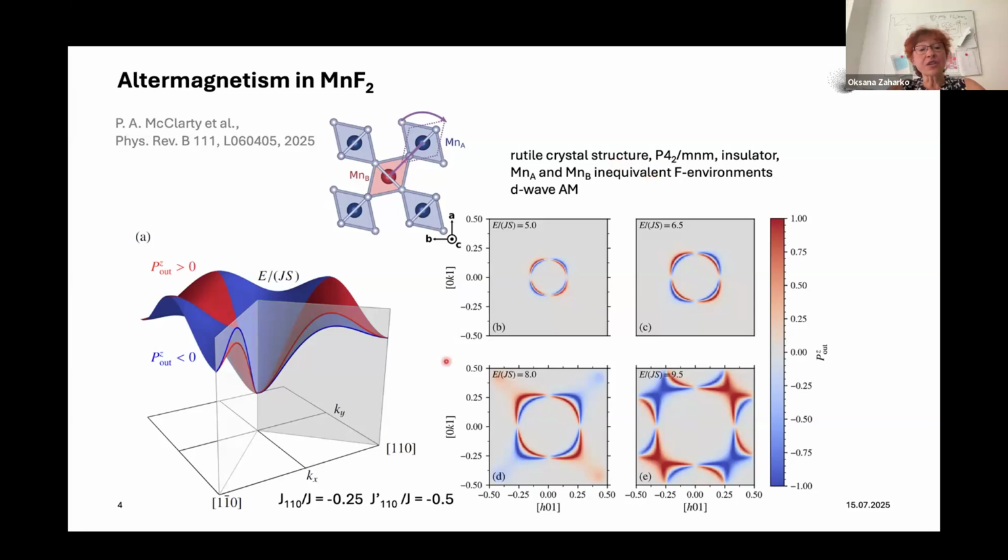Yes, exactly. So this is a cut. This is the whole spin dispersion, from Paul McClarty's paper, and then you just cut it at different energies, and then you are getting one chirality, another chirality. So it splits. It is split, and it has different chirality. Yeah, understood. Okay, thank you.